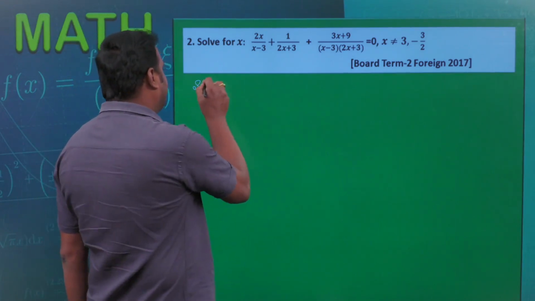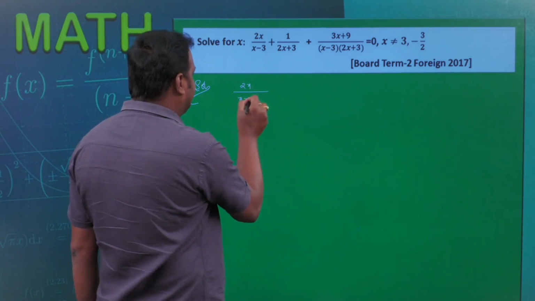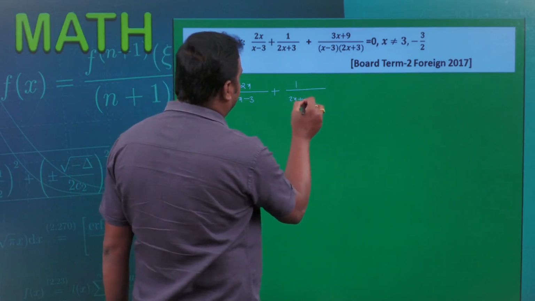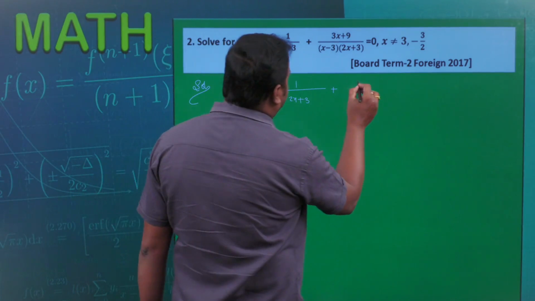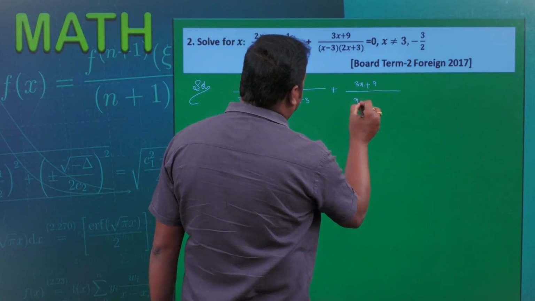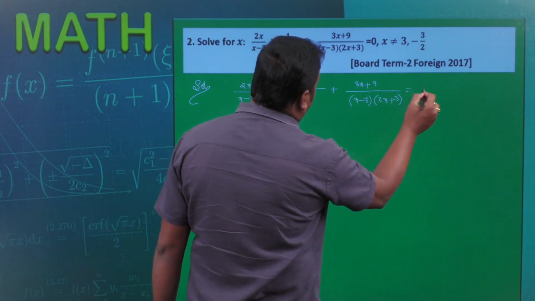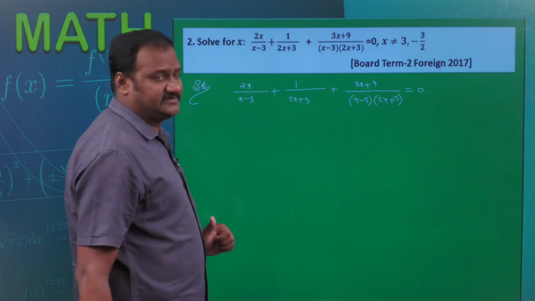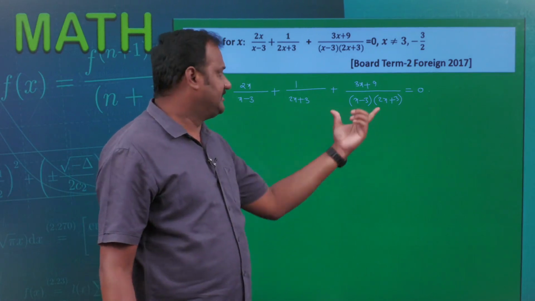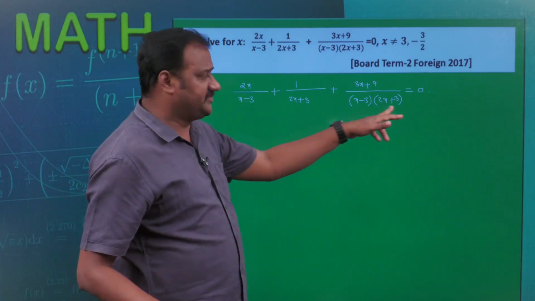So first of all, let me write the given problem, that is 2x by x minus 3 plus 1 divided by 2x plus 3 plus 3x plus 9 divided by x minus 3 times 2x plus 3 is equal to 0. See, observe the terms, first two terms. Here x minus 3 is there in the denominator, 2x plus 3 is there in the denominator, but here both of them are there. So of course the LCM is going to be this.